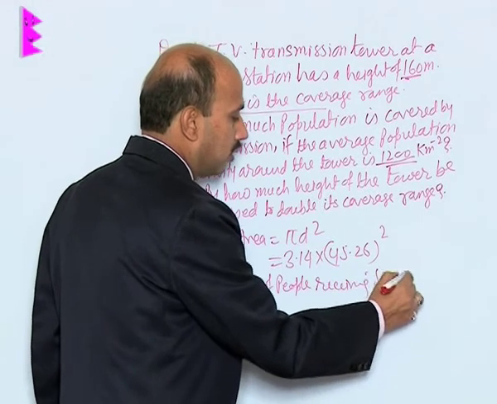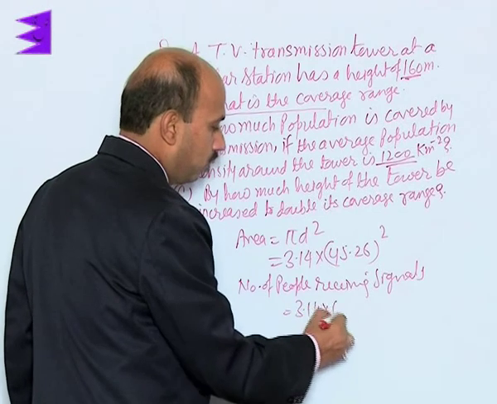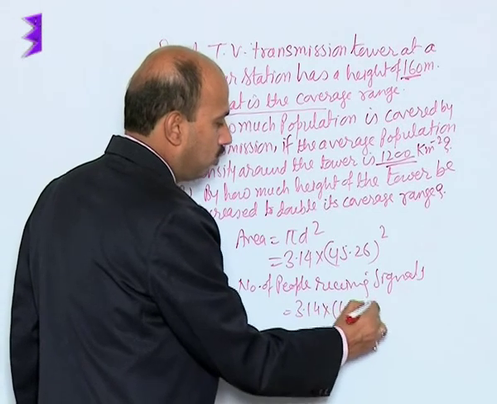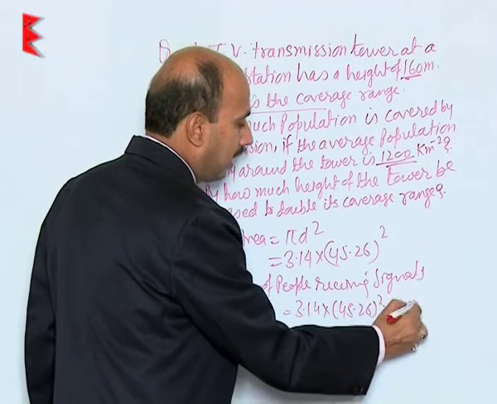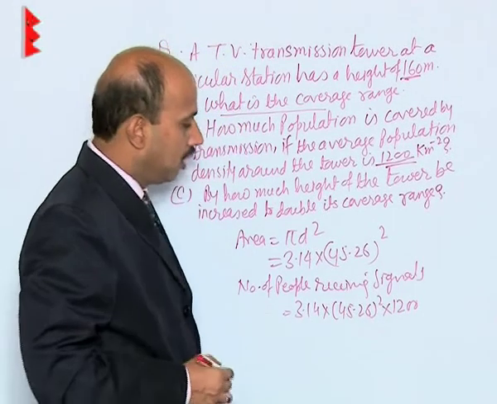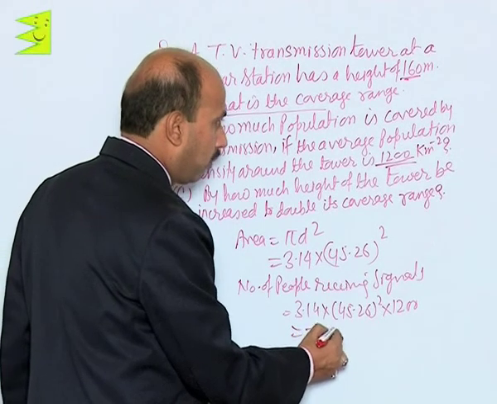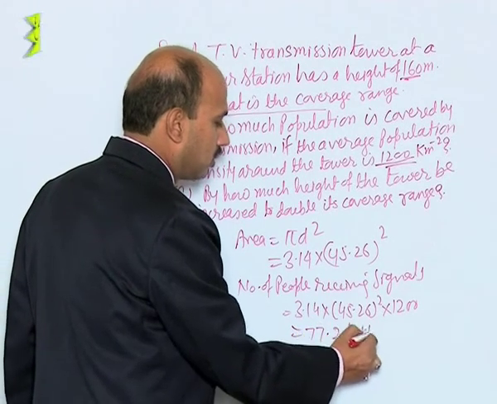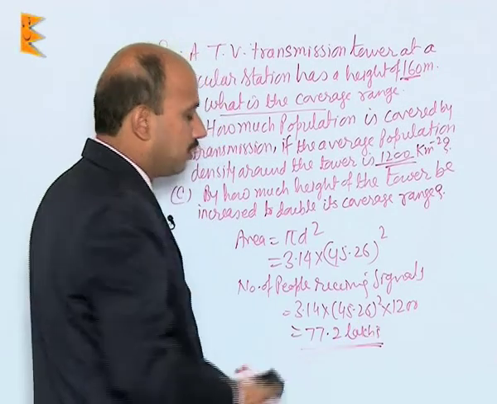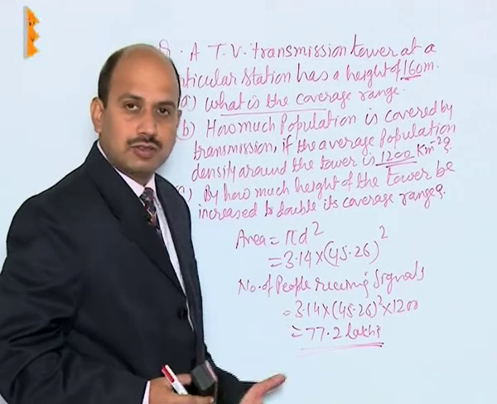and the number of people receiving signals are 3.14 into 45.26 whole square into 1200. That was the per kilometer square population density. When you multiply this, we will be getting around 77.2 lakhs. This number of people are receiving TV signals by this tower.